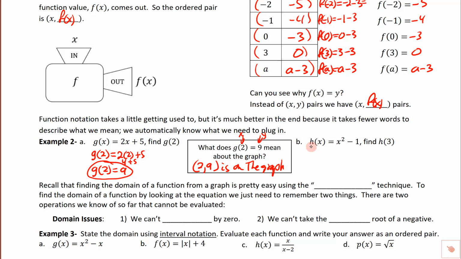So let's look at the next one. Again, a new name here. So the function is h now. So this is h of x equals x squared minus 3. So we've got an exponent to deal with here. So we're going to find h of 3.